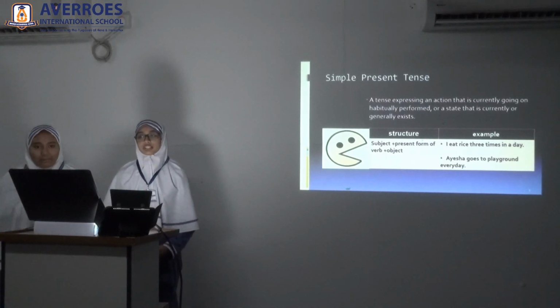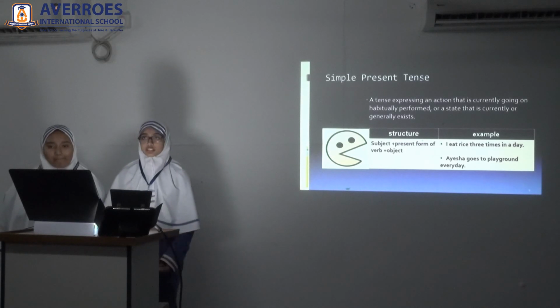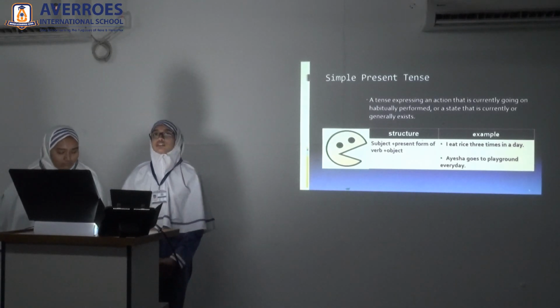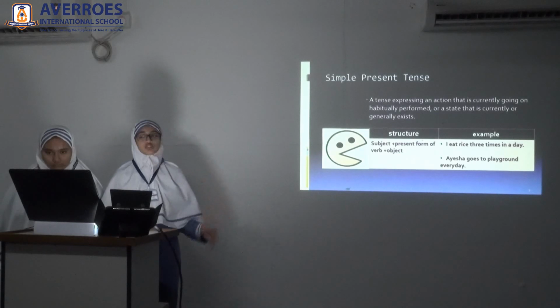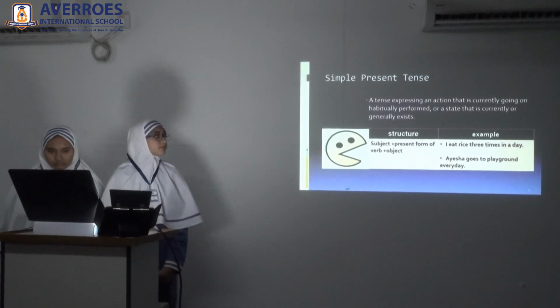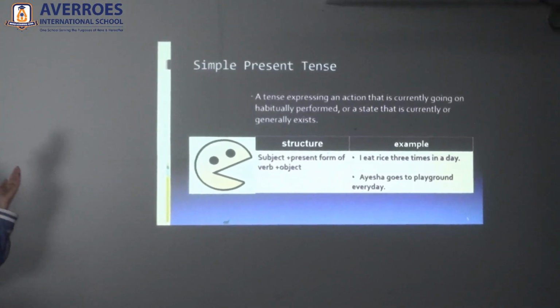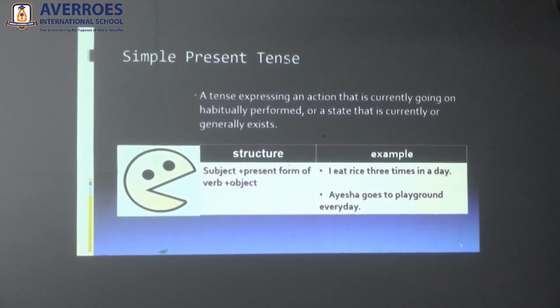What is simple present tense? A tense expressing an action that is currently going on, habitually performed, or a state that currently or generally exists. The structure of simple present tense is subject plus present form of verb plus object. The examples of simple present tense are: I eat rice 3 times a day. Aisha goes to playground every day.